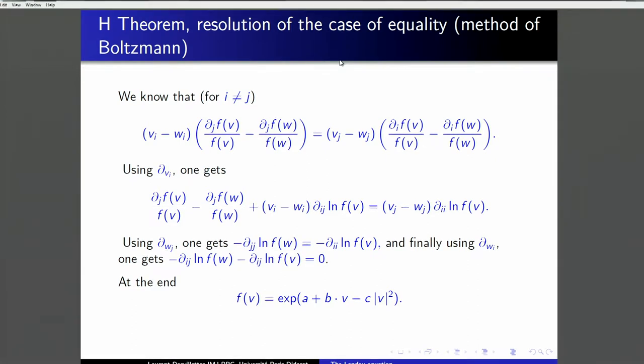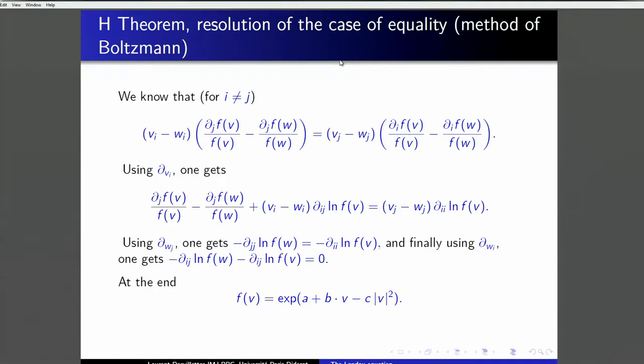So the natural thing to do then is to take a derivative with respect to j to reestablish the symmetry, okay? So let's first start to do it with respect to wj. So you take the derivative with respect to wj of this quantity here. This term does not depend on w, so it disappears. In this term, you have dj of log f of w. You take the derivative with respect to wj. You get minus the djj log f of w.